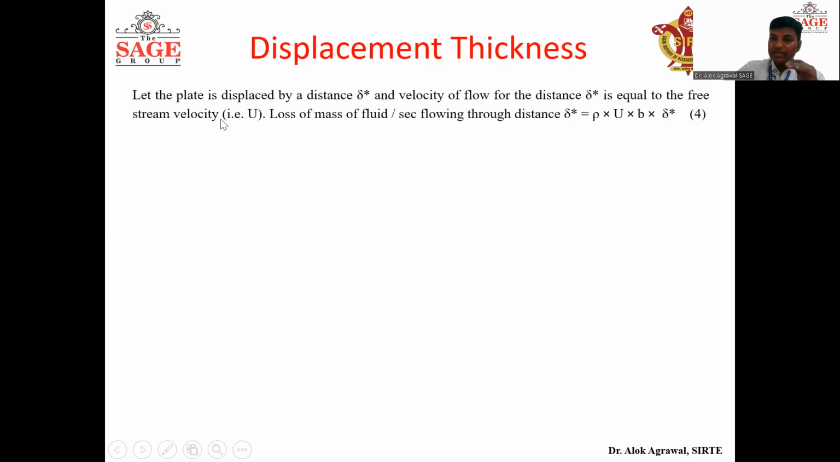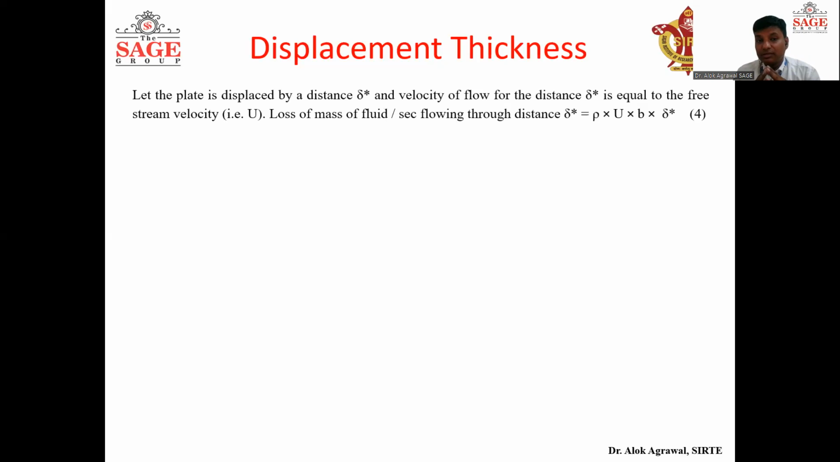Now let the plate be displaced by delta star. What we are doing is displacing this plate by delta star in order to compensate for the loss. So the velocity of flow for the distance delta star will be equal to the free stream velocity, and the loss of fluid per second flowing through the distance delta star will be rho into U into b into delta star. Now see what we are doing.